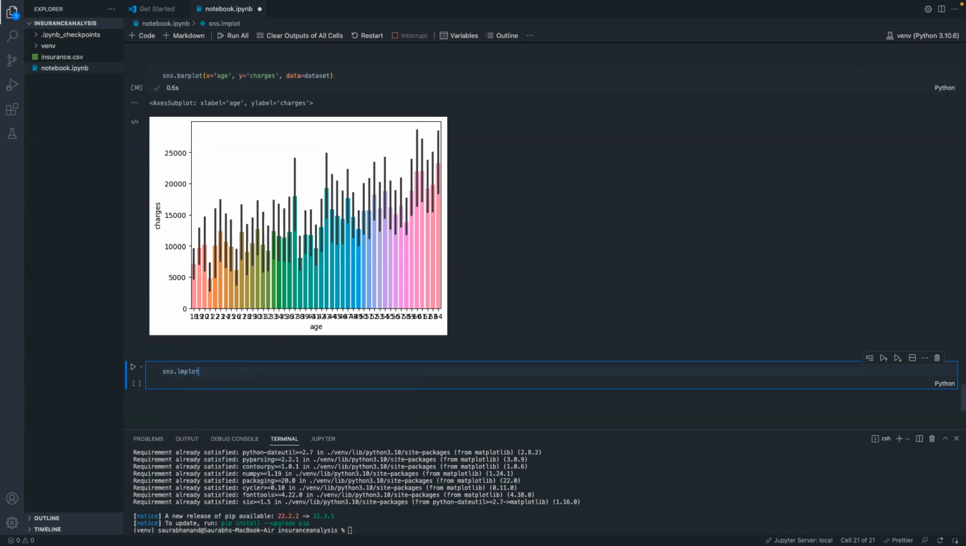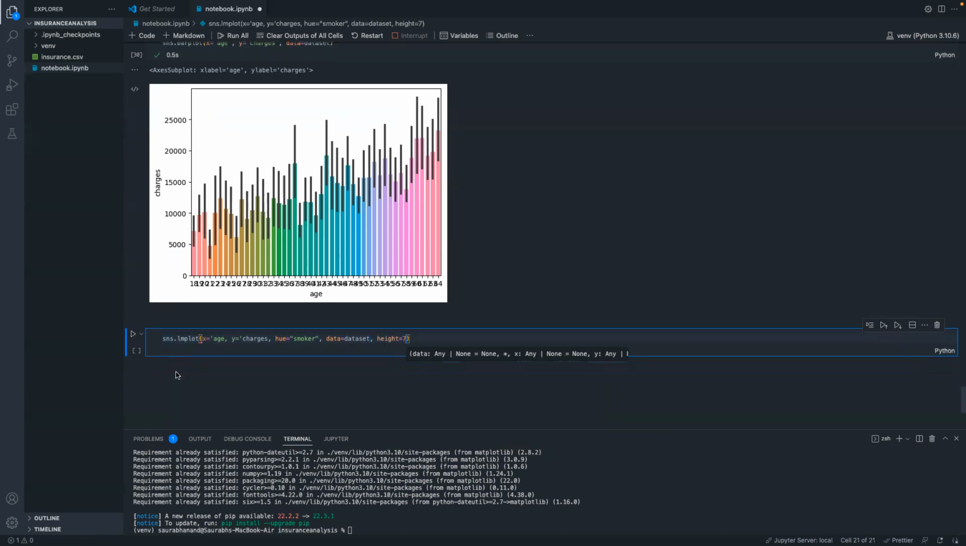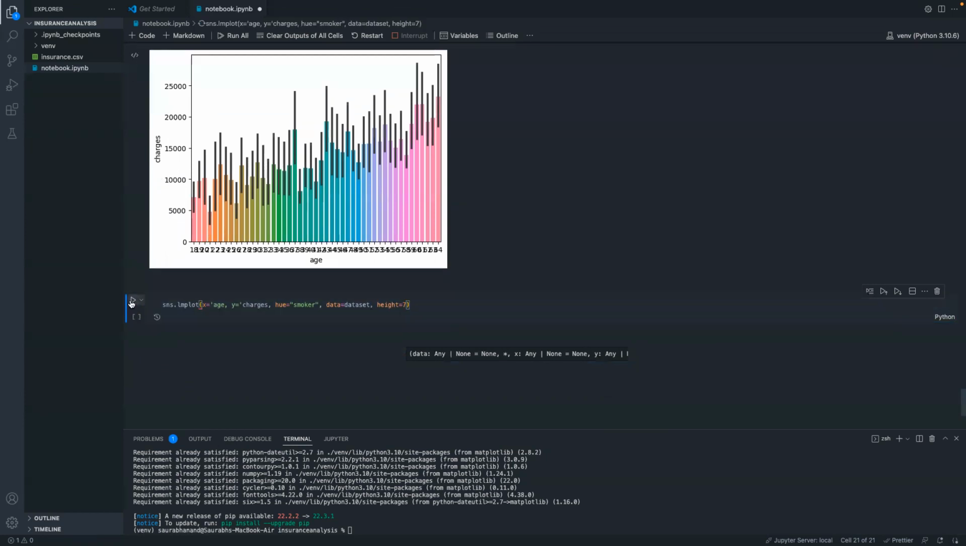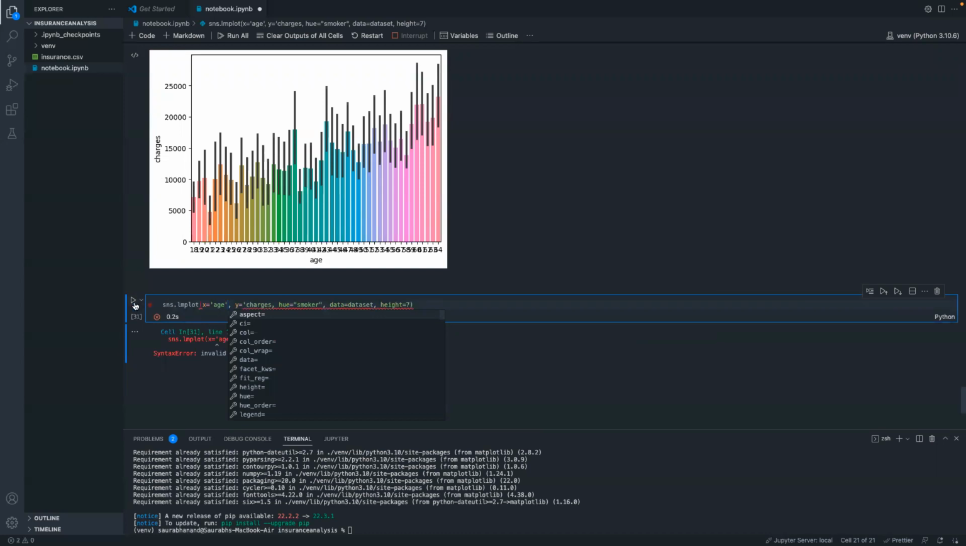lmplot, yes. So x equal to age, y equal to charges, and I'll set my hue parameter to smoker, and my data will be equal to data set. I'll set the height of my figure to 7 so that it fits this palette. I forgot x equal to age, my bad. And y for charges.